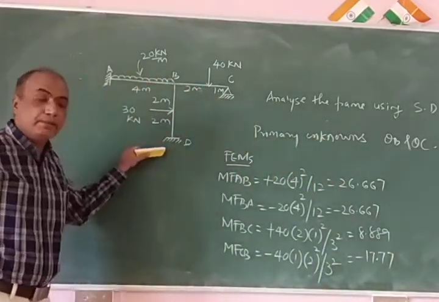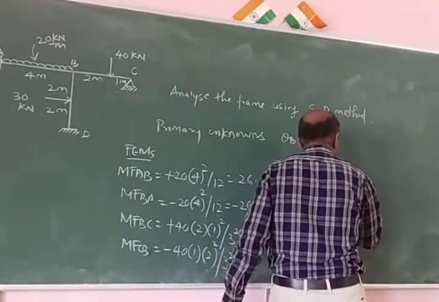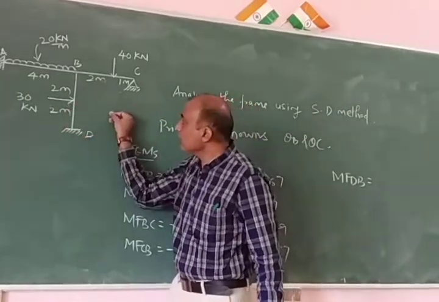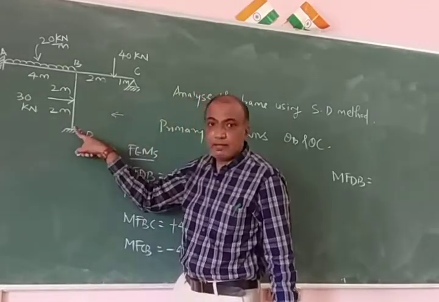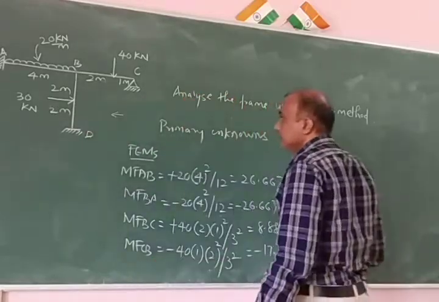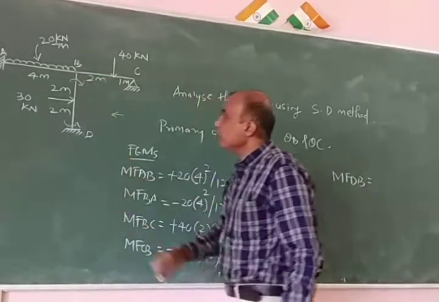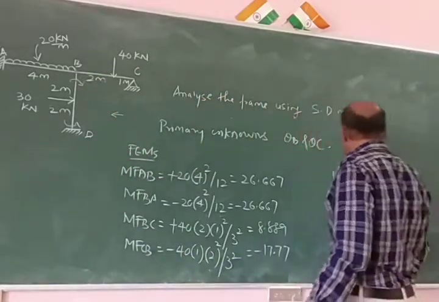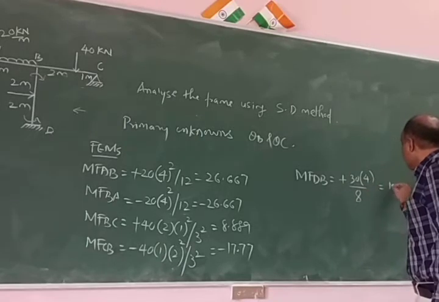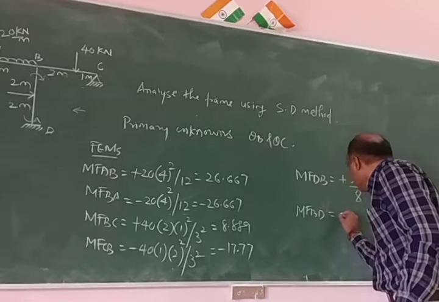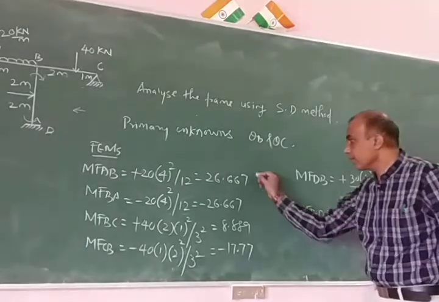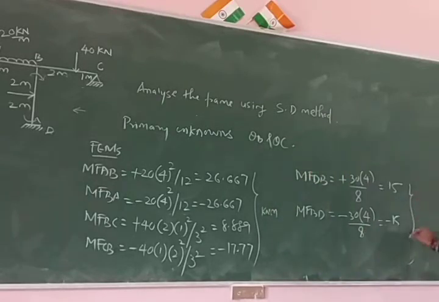And then for BD, MFDB. See, for DB the load is acting from left to right, so you have to have your vision from right to left. So when you have the vision, this becomes left hand, this becomes right hand. So left hand anti-clockwise here, and that is why MFDB is anti-clockwise and this is clockwise, because both are hogging. MFDB will be equal to plus WL by 8, W is 30, L is 4, divided by 8. This is 15. And MFBD will be equal to minus 30 into 4 divided by 8. This is minus 15. All are in kN meter.